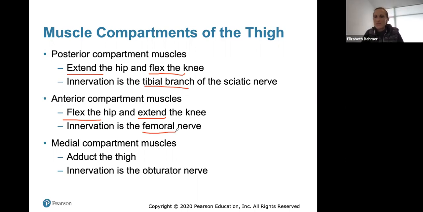Your medial compartment muscles on the inside of your leg will adduct the thigh, which means they bring your leg back to the midline. So if your leg is sticking out laterally, adduction means to bring it back down. The innervation is the obturator nerve. I don't think there's a lot of innervation questions. I think one innervation question might be the femoral nerve innervating the anterior compartment muscles of the thigh.